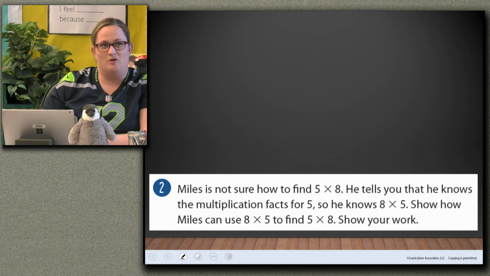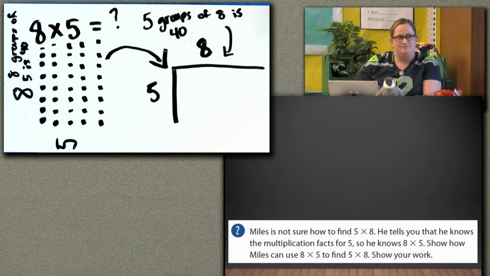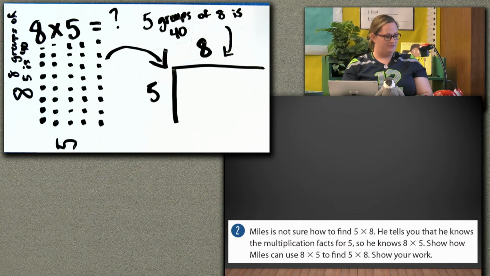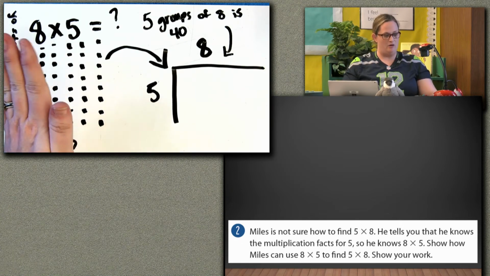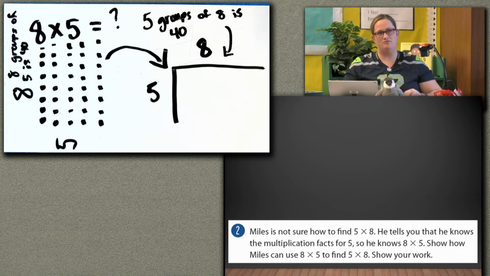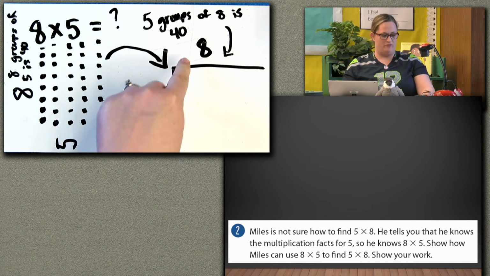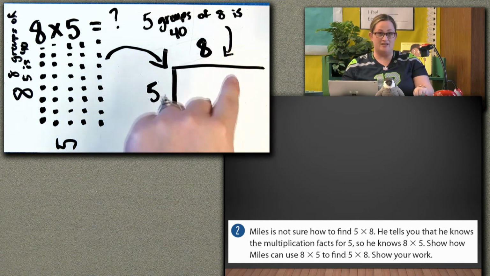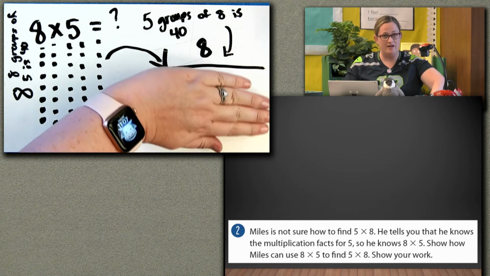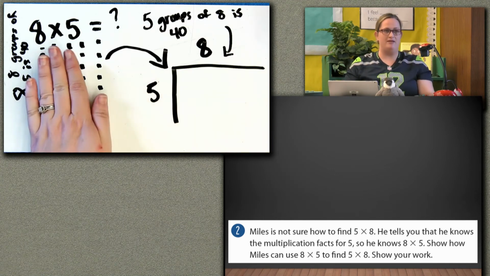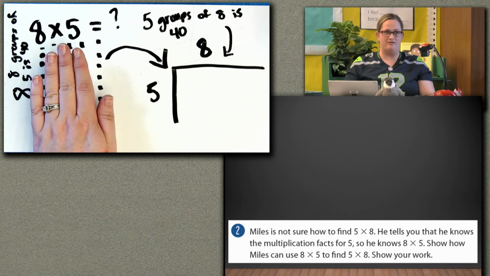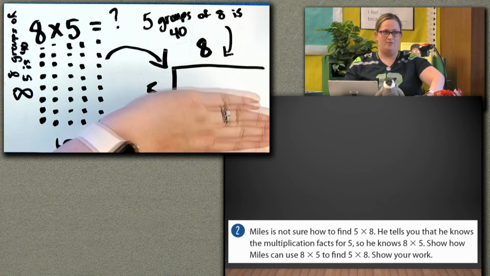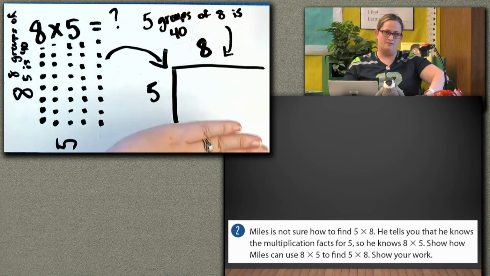You ready? Okay, Mr. Kevin. Take a look. I showed 8 groups of 5 in an array, and then I made an arrow and flipped it, but I didn't want to waste time drawing it, so I just wrote 5 groups of 8. 5 groups of 8 is 40. So if 5 groups of 8 is 40, and I just flip it like this, then 8 groups of 5 is 40. I didn't change it, I just moved it, right?